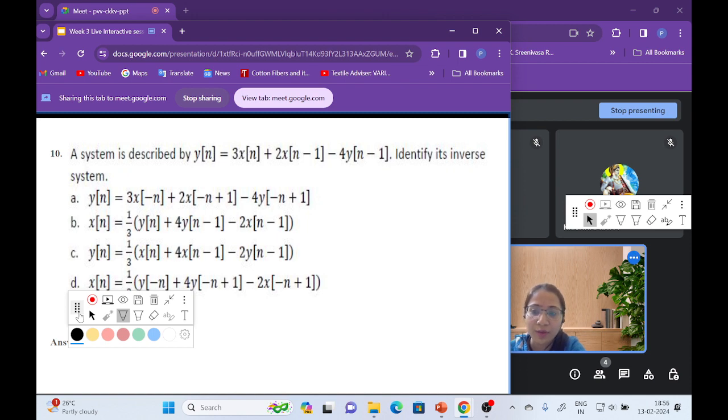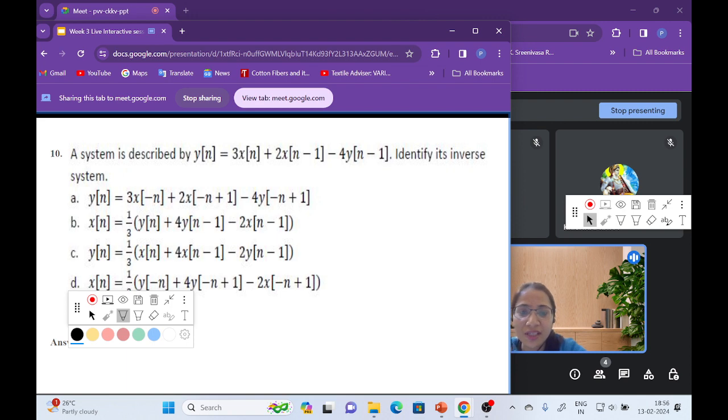Option B is x of n is 1 by 3 brackets y of n plus 4y of n minus 1 minus 2x of n minus 1. Then option C is y of n is equal to 1 by 3 x of n plus 4x of n minus 1 minus 2y of n minus 1, and option D is 1 by 3 brackets y of minus n plus 4y of minus n plus 1 minus 2x of minus n plus 1. Okay, so how will you find out the inverse system?